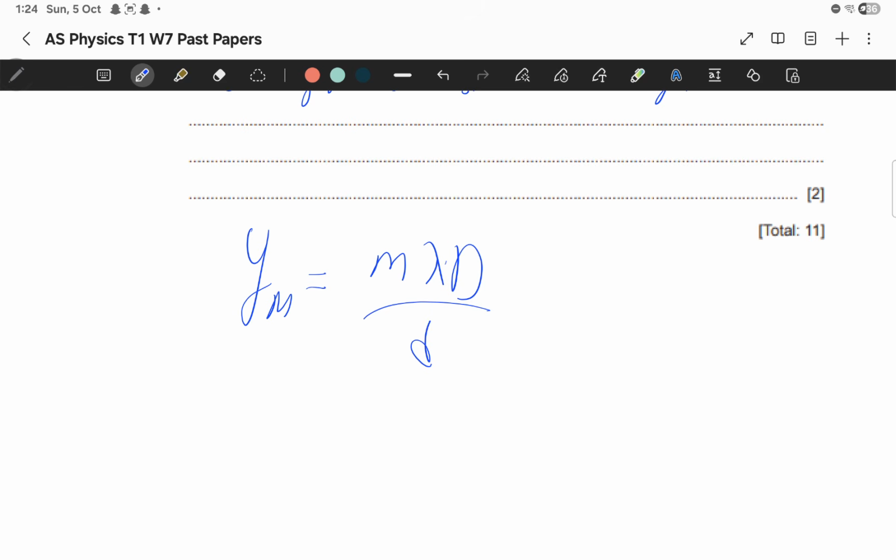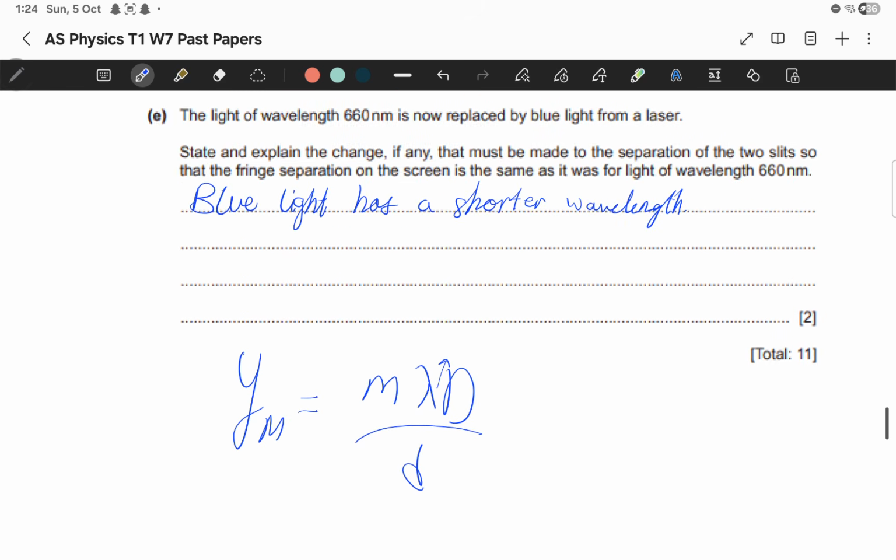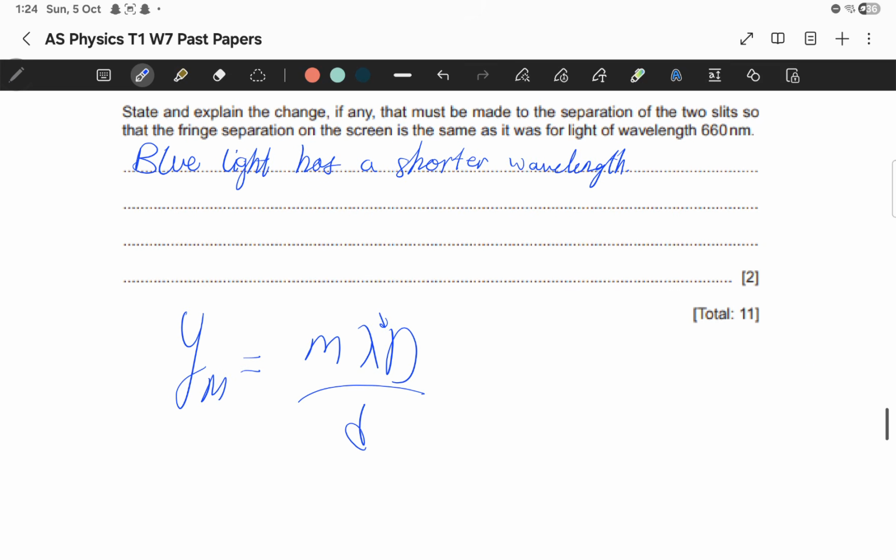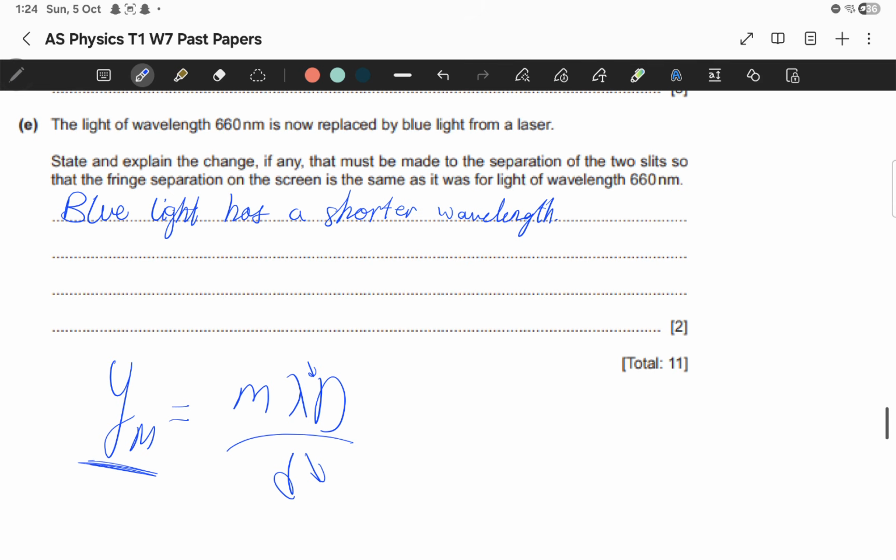Since lambda decreased, that means the separation also has to decrease. In order to maintain this, it has to stay the same. The fringe separation has to stay the same, so this has to have no change. Since these two are directly proportional, when one decreases, the other has to decrease.